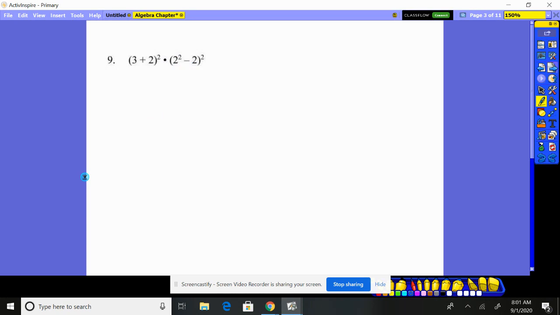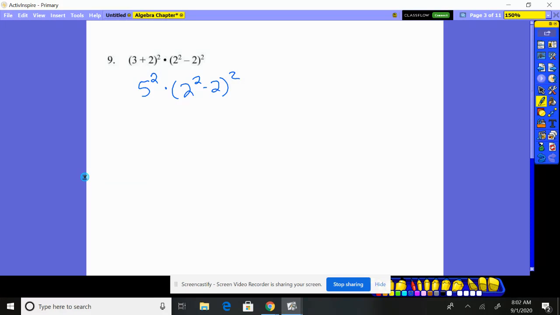Let's look at another one. Ooh, we have quite a few squaring in this guy. A lot of exponents. So we're going to do parentheses first. I'm just going to do the first one. So 3 plus 2 is 5. So it's 5 squared times. I'm just going to write this as it is. Do one thing at a time so I don't get confused.